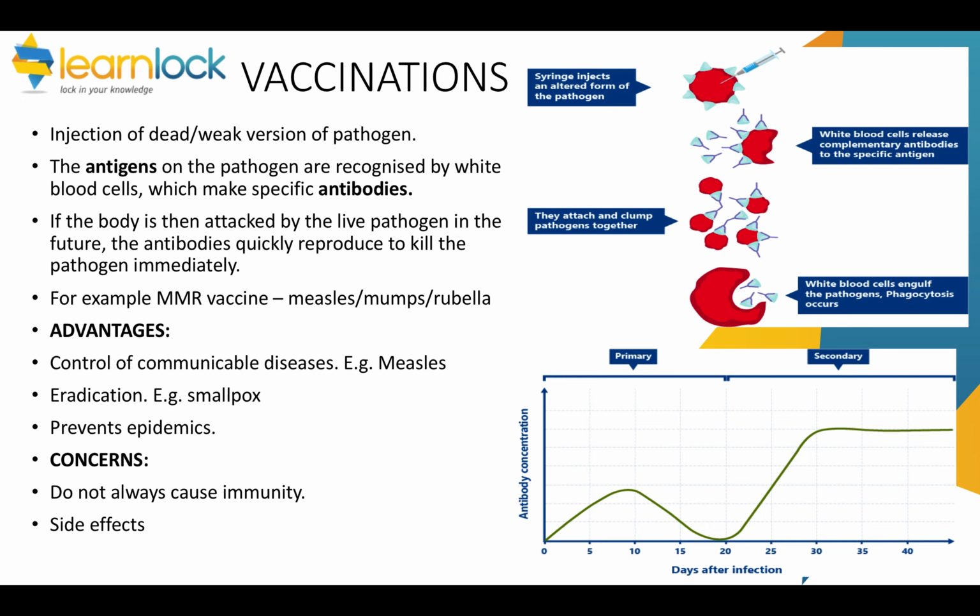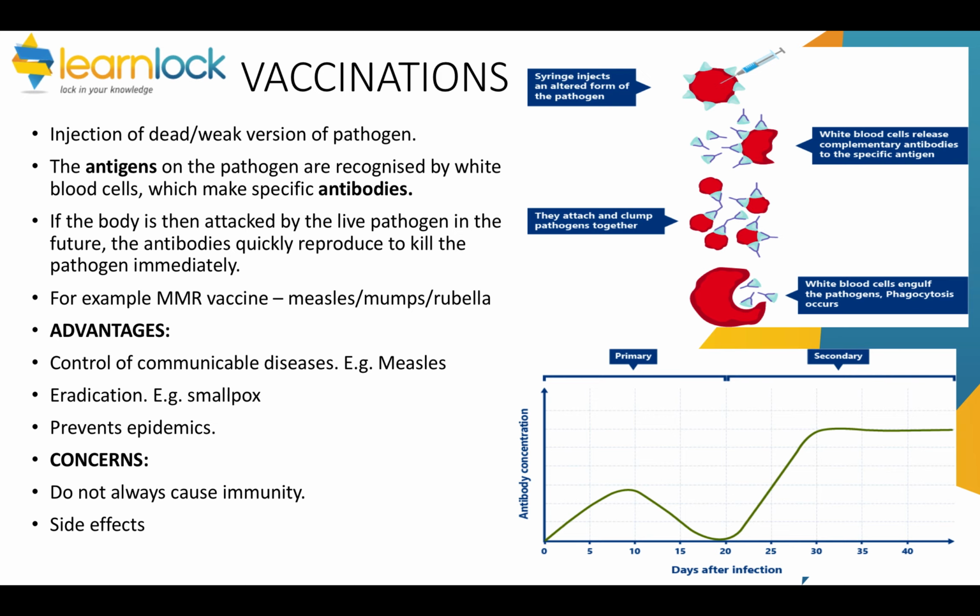Now, of course, there's lots of advantages of vaccinations. They can control these diseases and really prevent the spread. In some cases, they can eradicate and totally wipe out a disease like smallpox, which no longer exists. And they can prevent an epidemic, which means a global disease taking over. Especially if lots of people get vaccinated, it means that less people will then have a chance of getting it.